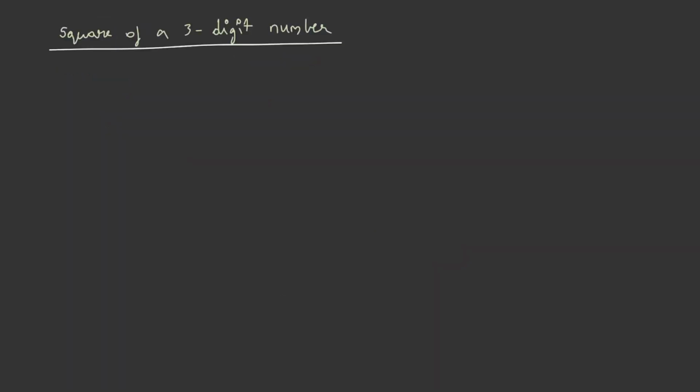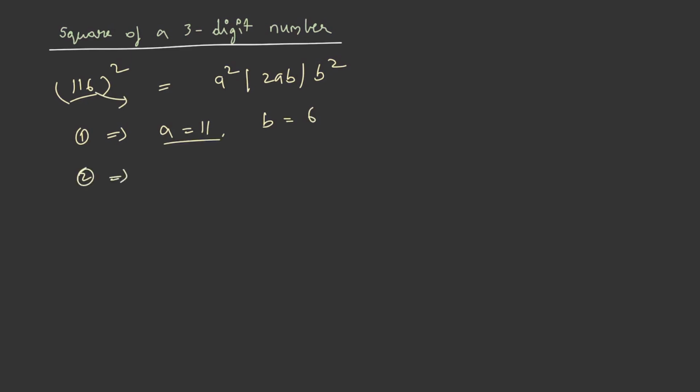Then how do you find the square of a 3-digit number? Suppose let's take 116. We use the same formula, that is a square by 2ab by b square. In the first step, we take a as 11 and b as 6. In the second step, we substitute it in the formula. We'll get 121 by 132 by 36.